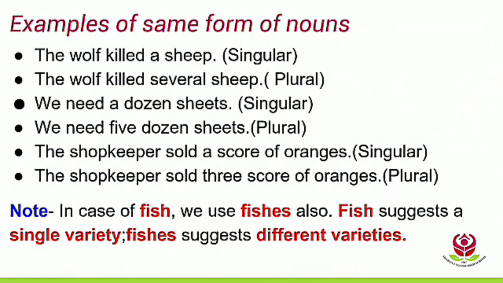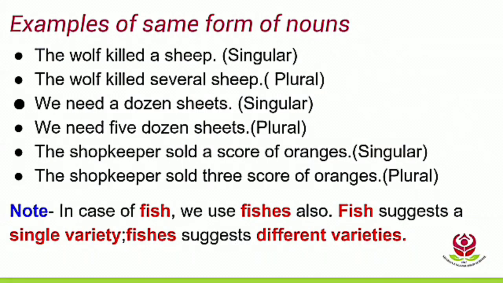Next example, we need a dozen sheets. We need 5 dozen sheets. So both in the singular and the plural, dozen remains the same. The third example, the shopkeeper sold a score of oranges. The shopkeeper sold 3 score of oranges. Look at the noun score. It remains the same in the singular and the plural form.